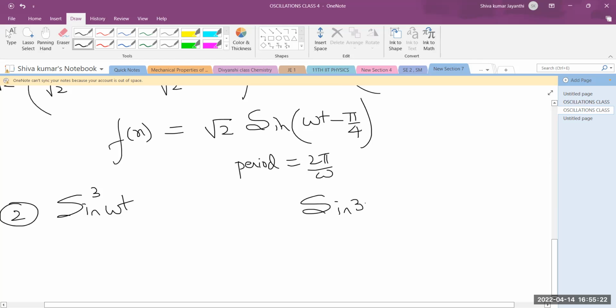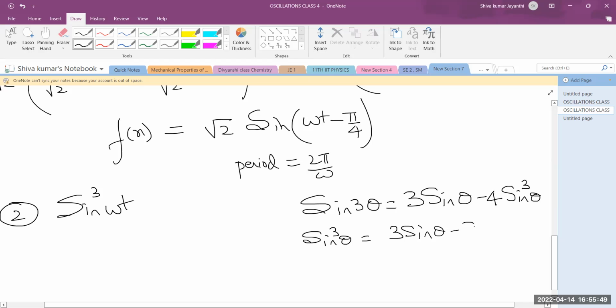Sine 3 theta is given as 3 sine theta minus 4 sine cube theta. So from that, what you're going to get is a new formula: sine cube theta equals 3 sine theta minus sine 3 theta, all divided by 4.